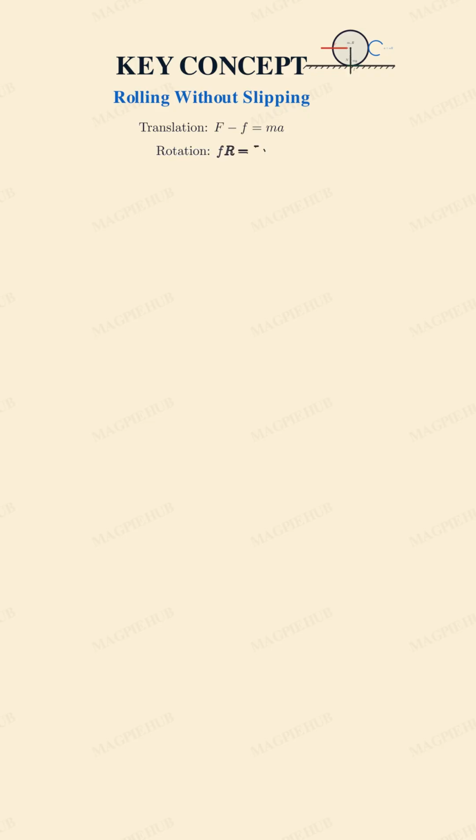The key concept involves three equations for rolling without slipping. First, Newton's second law for translation, F minus friction f equals ma. Second, rotational equation, f times r equals I times alpha. Third, the rolling constraint, a equals alpha times r. These three equations let us solve for the acceleration and friction for any cylindrical object with moment of inertia I.